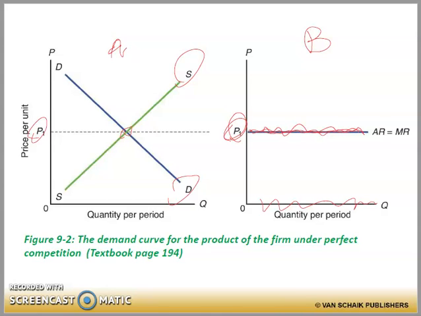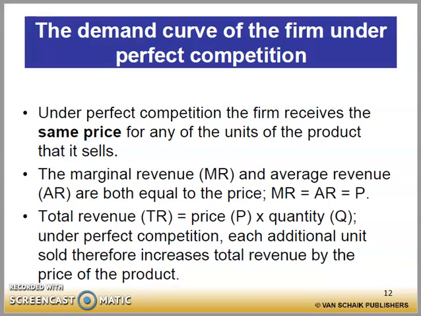So this suggests that under perfect competition, the firm receives the same price for any number of units of product that it sells. It means that its marginal revenue is equal to its average revenue, and both are equal to the market price. Okay, so since total revenue is equal to price times quantity, this suggests that under perfect competition, each additional unit sold will therefore increase total revenue by the price of the product.